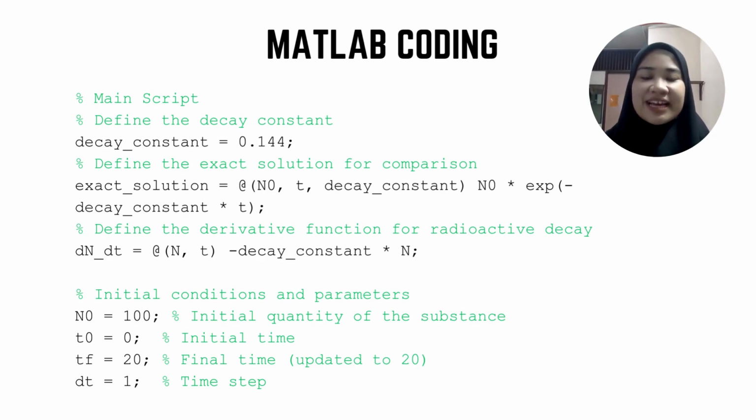To implement the algorithm that has been presented just now, we use MATLAB programming code. Firstly, we define the decay constant, which is 0.144. Next, we define the exact solution, and then we define the derivative function for radioactive decay. For the initial conditions and parameters, we use n naught equal to 100, t naught equal to 0, the final time until 20, and the time step equal to 1. And this is for the initialization.